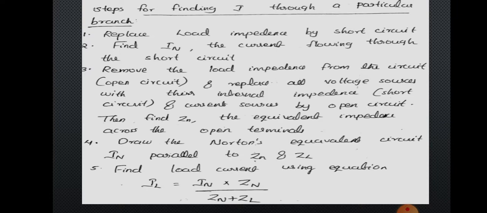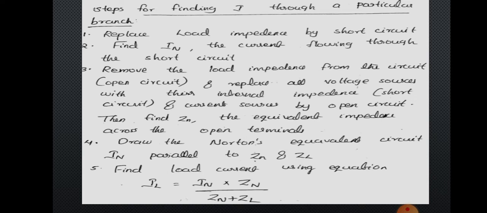So the steps for finding current through a particular branch in the case of Norton's theorem are as follows. The first step is to replace the load impedance by a short circuit. That is the first step. And in the second step, we find the short circuit current IN that is flowing through the short circuit placed in the place of the load resistance.